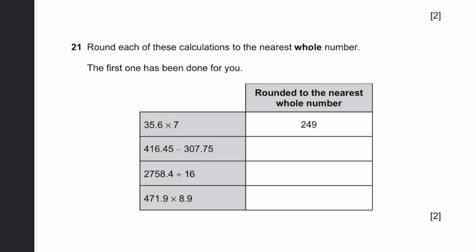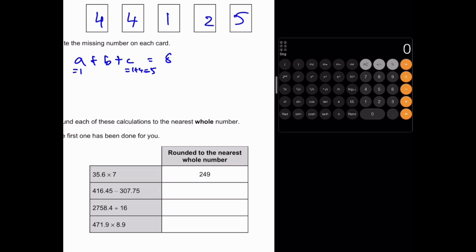Question 21. Round each of these calculations to the nearest whole number. First one's been done for you. 35.6 times 7 is 249 to the nearest whole number. 416.45 minus 307.75. Let's get a calculator out and then round it. 416.45 minus 307.75 is 108.7, which is 109.